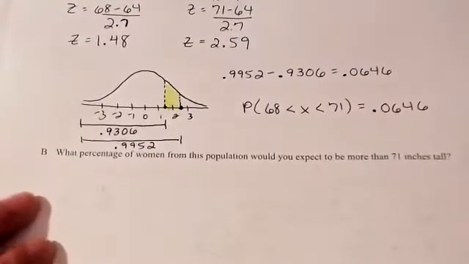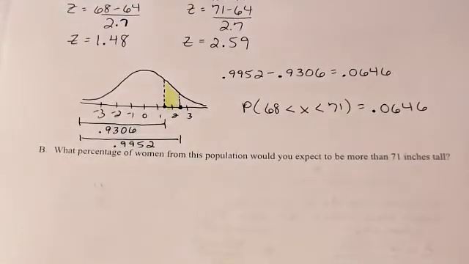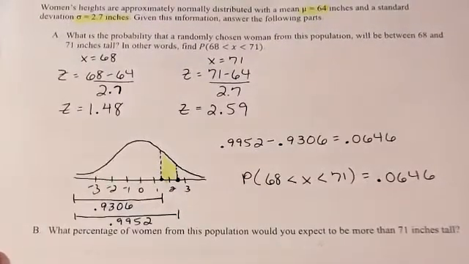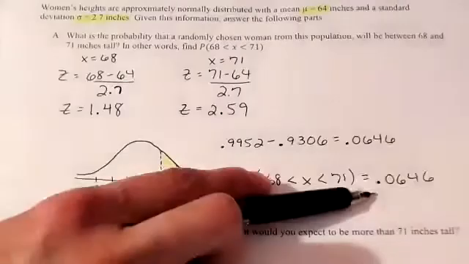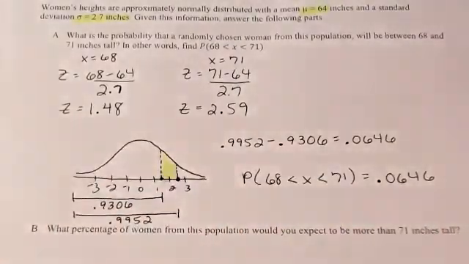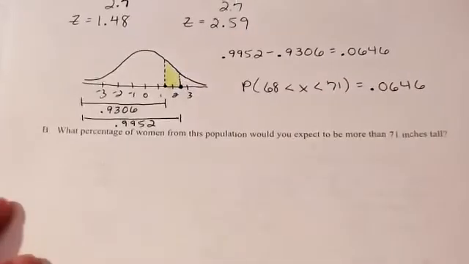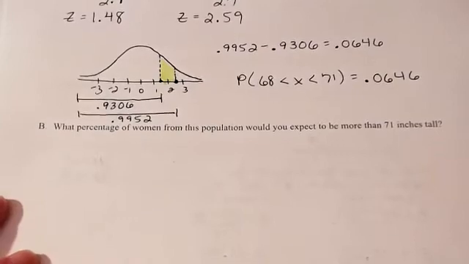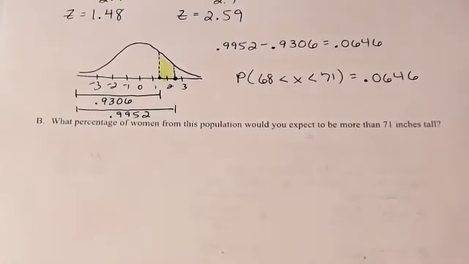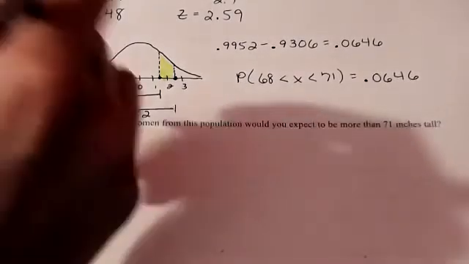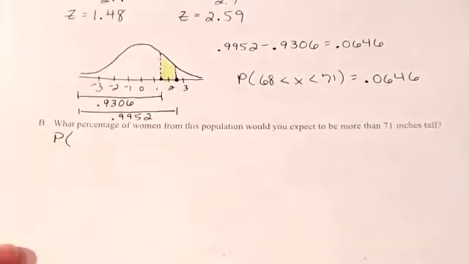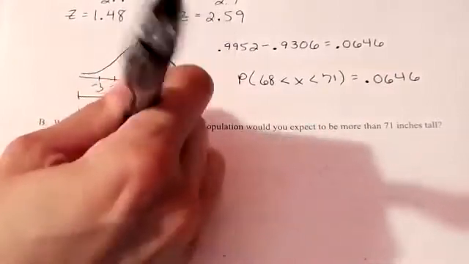We want to find what percentage of women from this population. Notice the language, what percentage of women. In Part A, we were asked, what is the probability? So that's the difference between having a decimal versus having a percentage, right? Converting that decimal into a percent. So consider that as well. What percentage of women from this population would you expect to be more than 71 inches tall? So when we think of this idea, essentially, we're going to start with calculating the probability that the height is more than 71 inches tall.